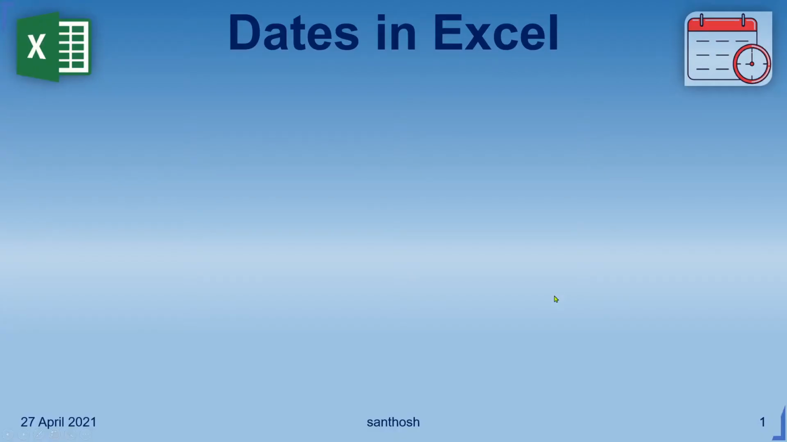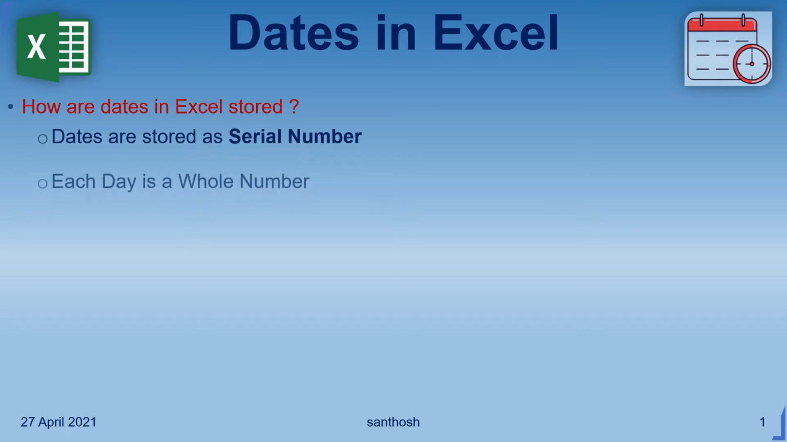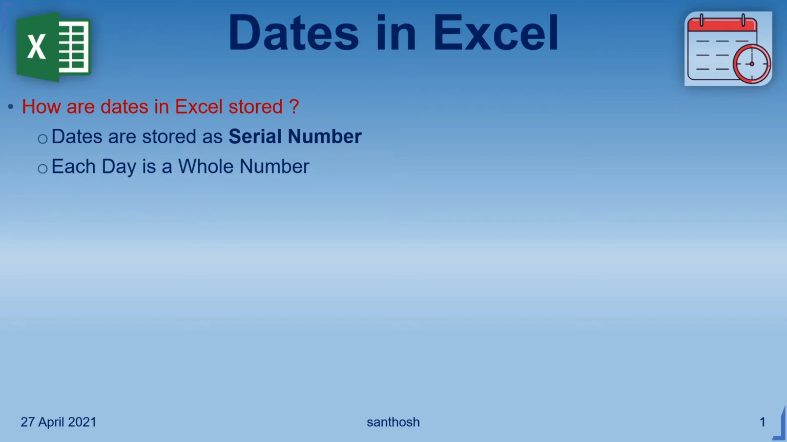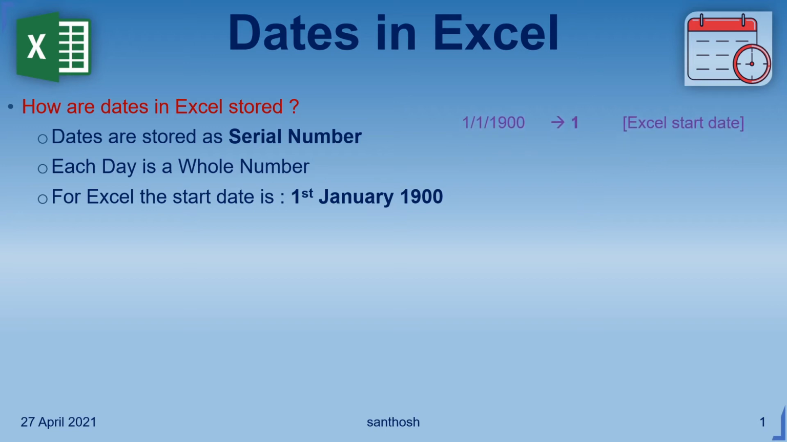Hi guys, in this video I'm going to explain to you how dates are stored in Excel. So when you type in a date field in Excel, it gets converted automatically to a serial number and is stored as a number in Excel, which means each day is going to be a whole number and the starting date for Excel is 1st of January 1900. So 1st of January 1900 is going to be 1, 2nd of January 1900 is going to be 2, and so on and so forth until 22nd of April 2021 is going to be 44,308.